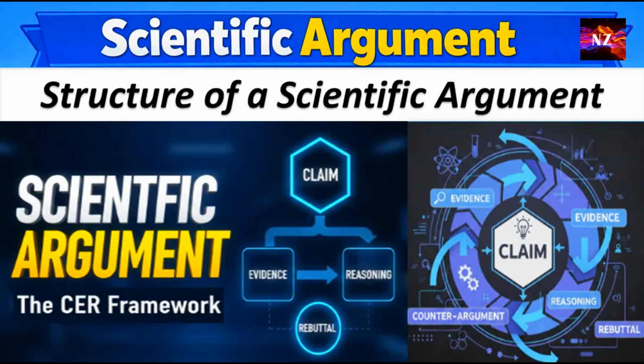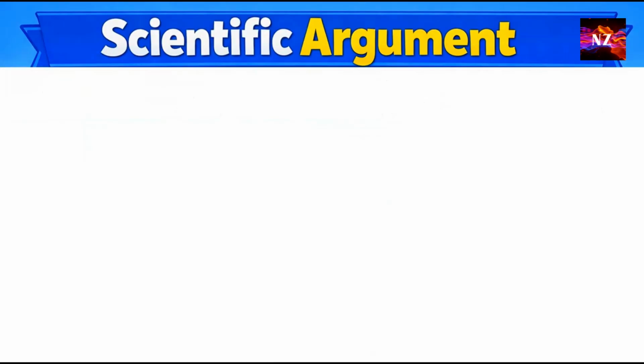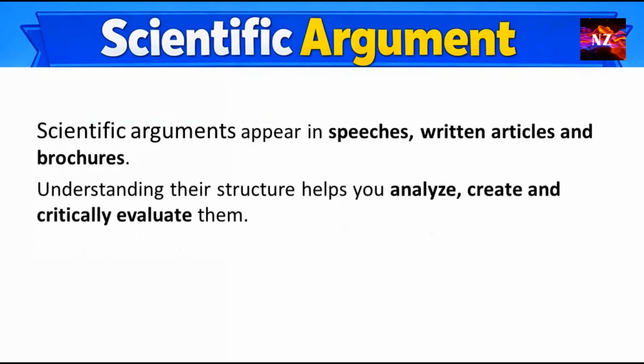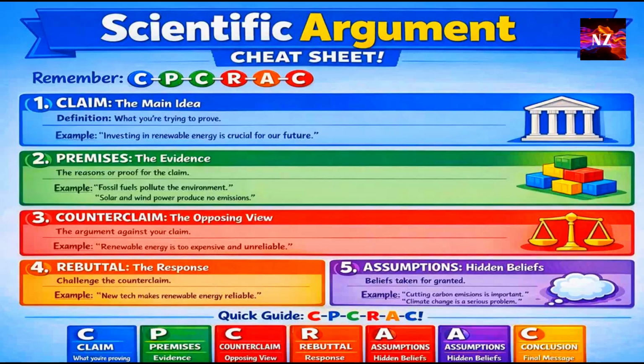In this video, we will discuss what a scientific argument is, what the structure of a scientific argument is, and how this structure is applied in different formats. Basically, scientific arguments appear in speeches, written articles, and brochures. Understanding this structure helps us to analyze, create, and critically evaluate them. A scientific argument basically consists of 6 main parts: the claim, premises, counterclaim, rebuttal, assumptions, and conclusion.